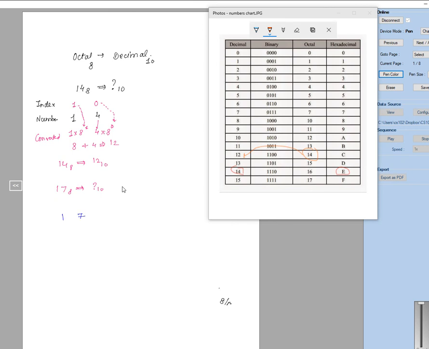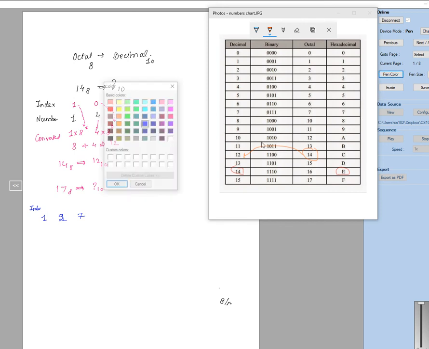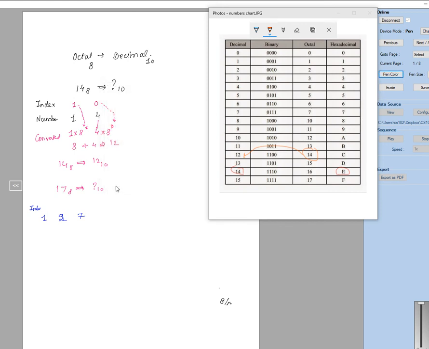So what happens here? I just write 127. Some difficult example, right? So I will write the index here. For index, let me use a different pen color. This is index 0, this is index 1, and this is index 2. So you just start from here.